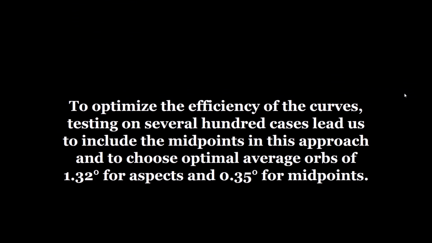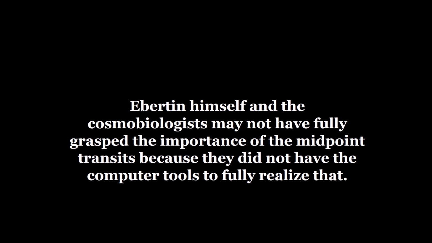To optimize the efficiency of the curves, testing on several hundred cases led us to include the midpoints in this approach and to choose optimal average orbs of 1.32 degrees for aspects and 0.35 for midpoints. Eberton himself and the cosmobiologists may not have fully grasped the importance of the midpoint transits because they didn't have the computer tools to fully realize that.